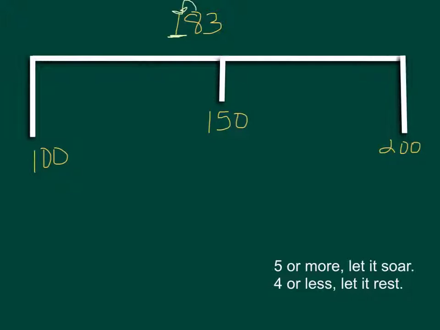Again, we can use our little rhyme for that. 5 or more, let it soar. This 8 is 5 or more. So 183 rounds to 200. Okay.